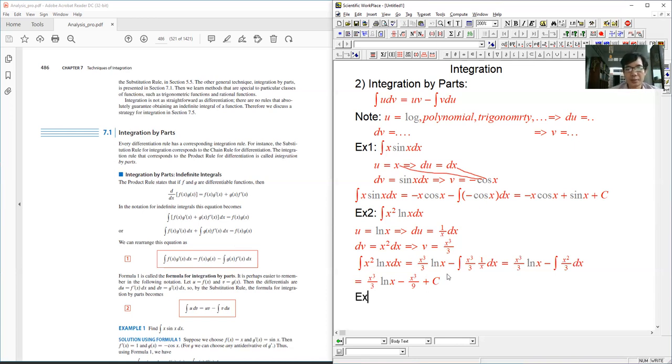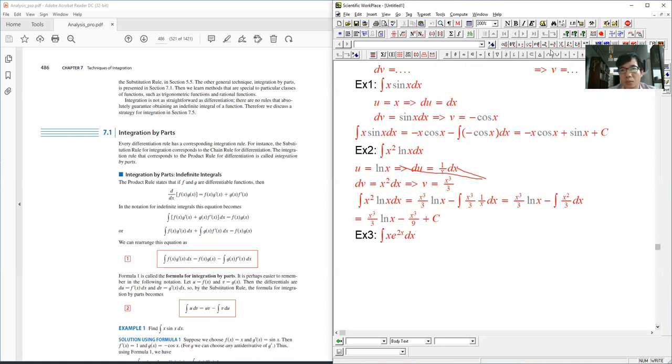And another example, example 3. For example, we have the integral of x e to the power 2x dx.